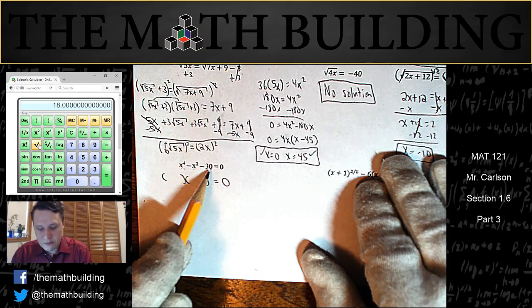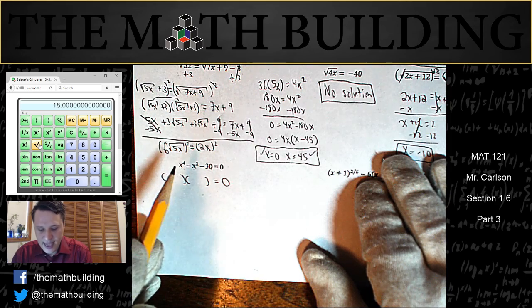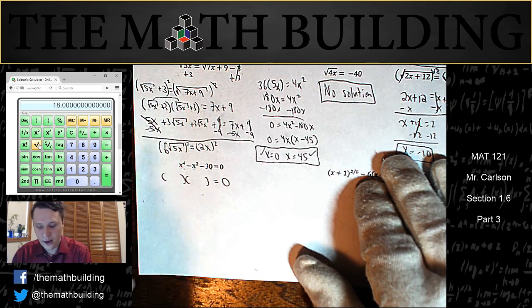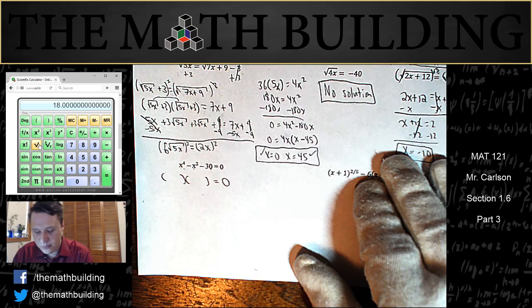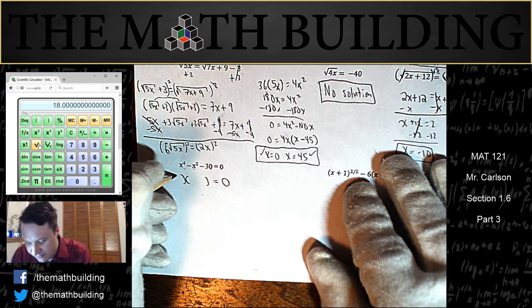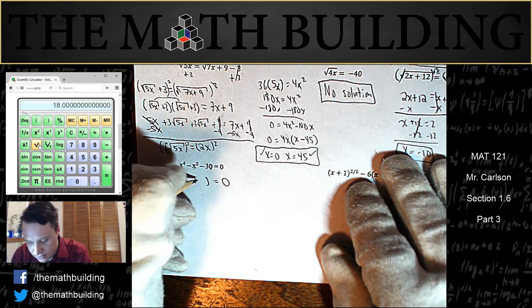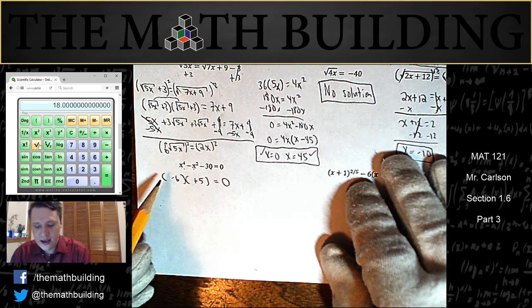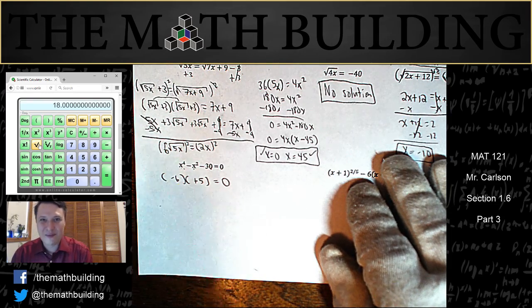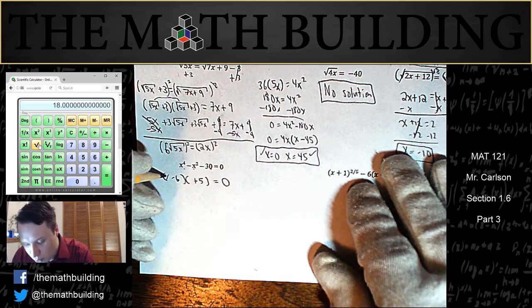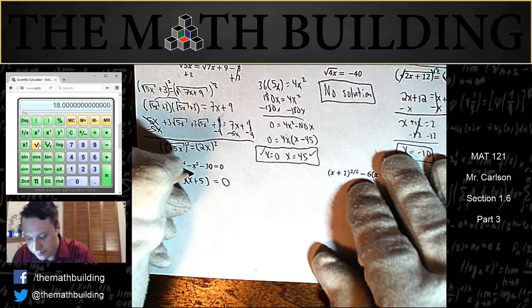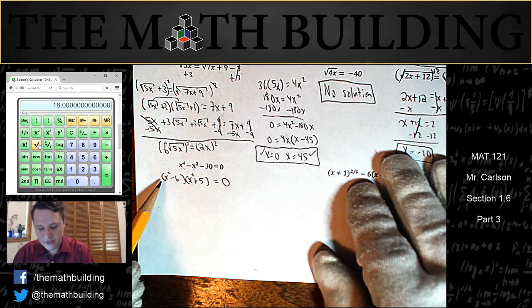I need 2 numbers that multiply to make negative 30 and add up to negative 1. And those 2 numbers would be negative 6 and positive 5. So minus 6, plus 5. But now normally we would put x and x here, but this time we're going to put x squared and x squared. So watch what happens if I FOIL this.